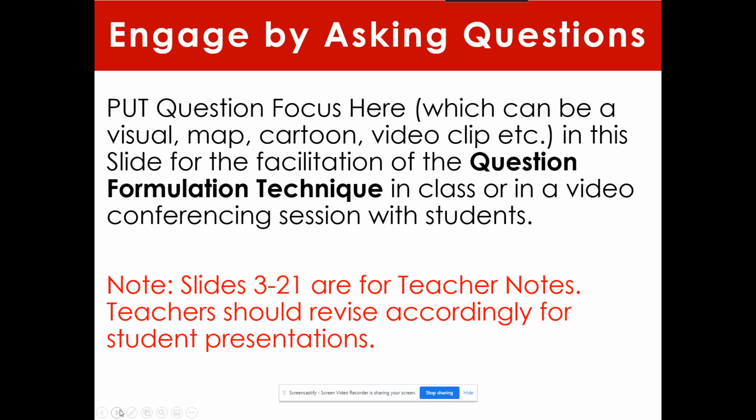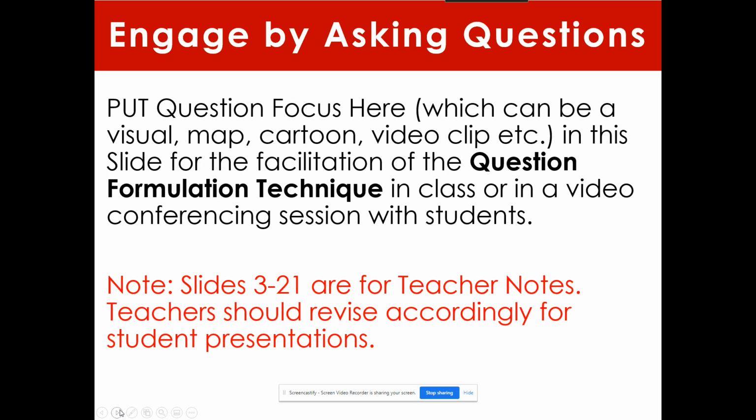Then we would, in this slide here, put a question focus. In other words, this part here is usually an important visual that's aligned to the standards that we are teaching, or a map or cartoon or video clip. It could be anything that really is going to stimulate student thinking in the slide, in which you want to formulate and facilitate students through the process of beginning to ask their own questions by looking at a particular stimulus or visual or map or cartoon, like we said.